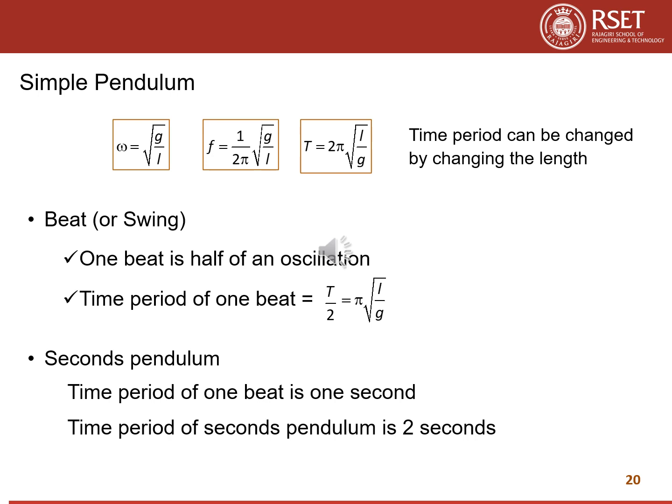Two terms which are important here are beat or swing. One beat is basically half of an oscillation. So the time period of one beat will be equal to T by 2, that is pi into square root of L by g. And there is a pendulum which is called a seconds pendulum. When the time period of one beat is 1 second, the pendulum is called a seconds pendulum, that is, the time period can be equal to 2 seconds.